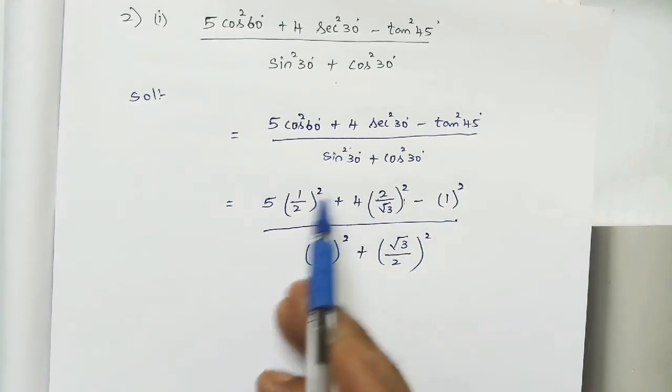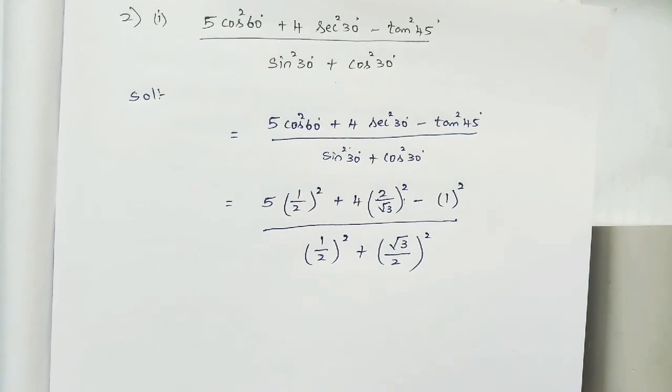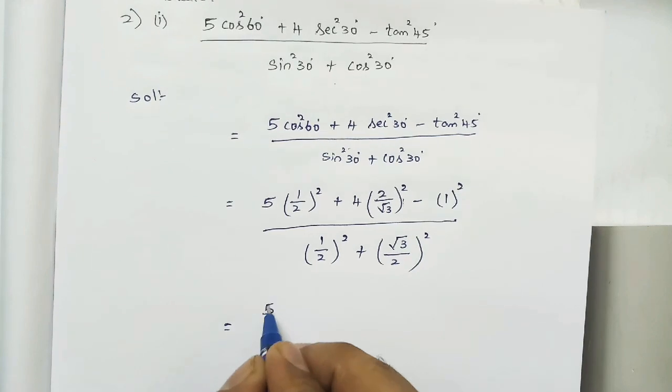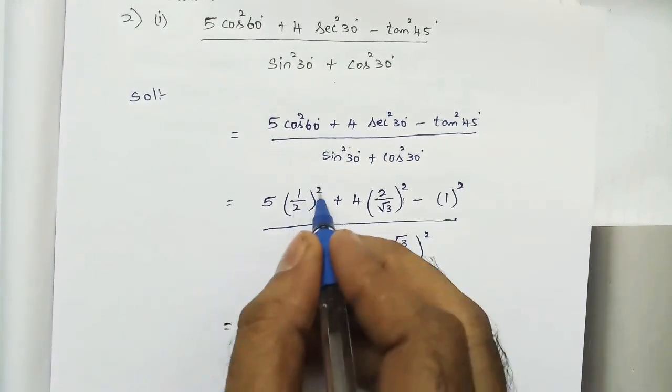Understood? Now just apply the square, multiply and simplify, and we will get the solution. So first we will apply the squares, we will do it one by one. So 5 into, apply the square, 1 square is 1 divided by 2 square is 4.